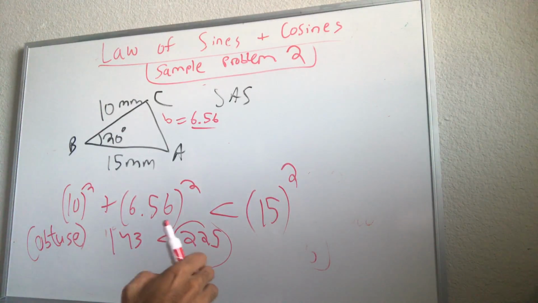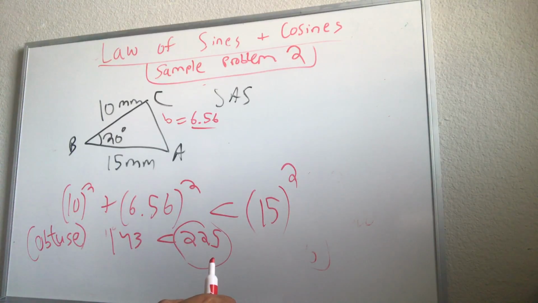Now we know this is an obtuse triangle. If this was an acute triangle, we would use the law of sines and find the angles, and whatever angle values we get would be correct, because all the values we would be getting are going to be less than 90 degrees.